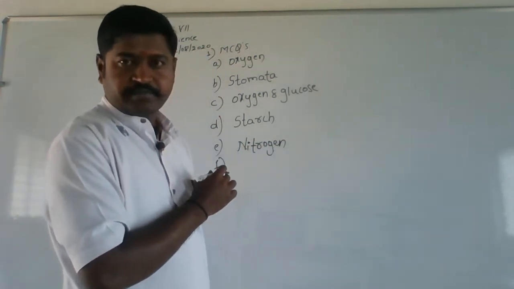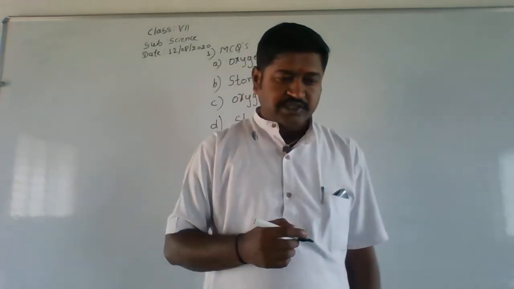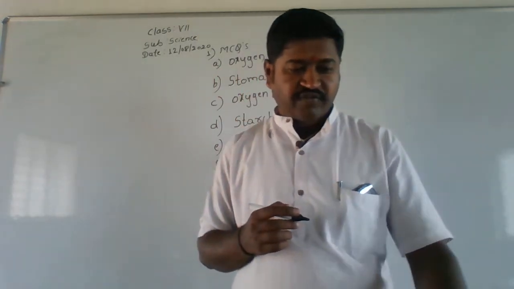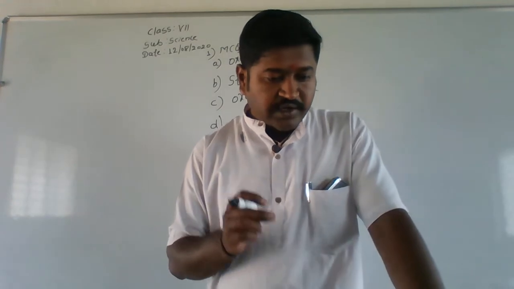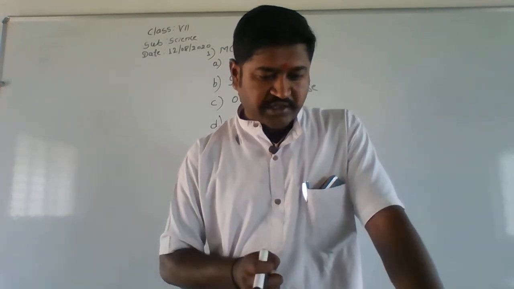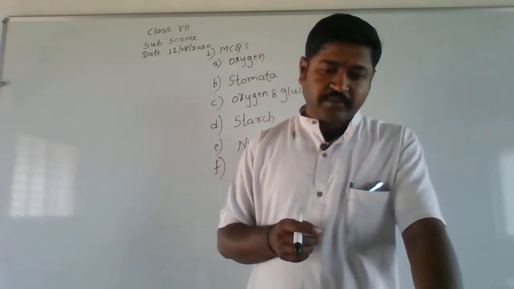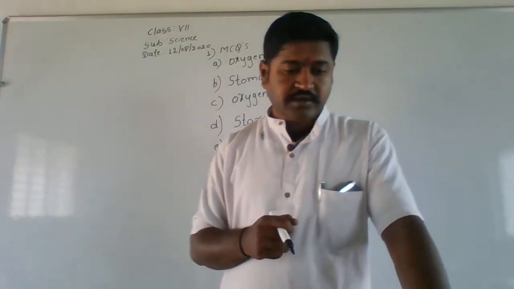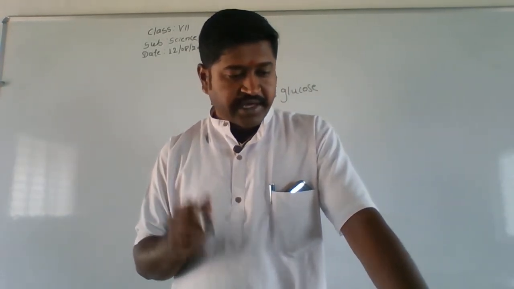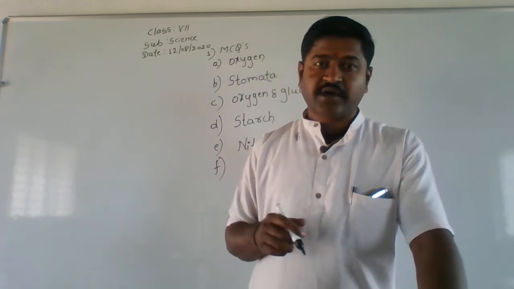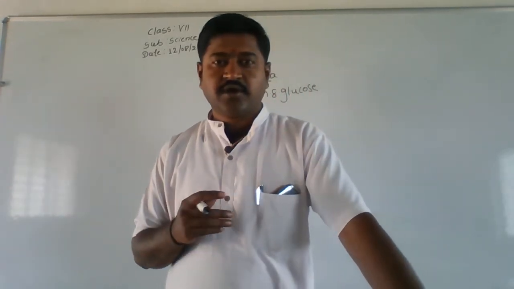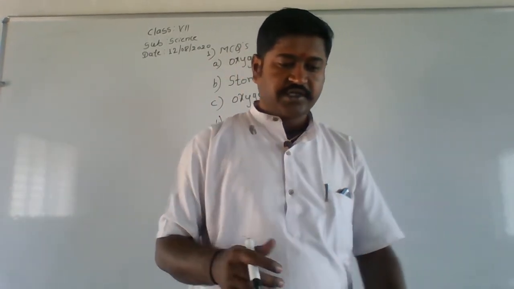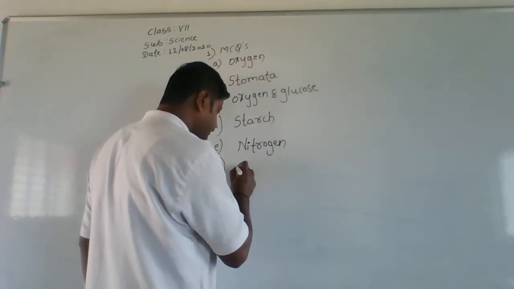Is this clear, everyone? Okay. Then the last one in this MCQ, F: two organisms that live together to benefit from each other are called symbiotic, parasitic, saprophytic, or none of these. So what is the answer here? It is symbiotic.